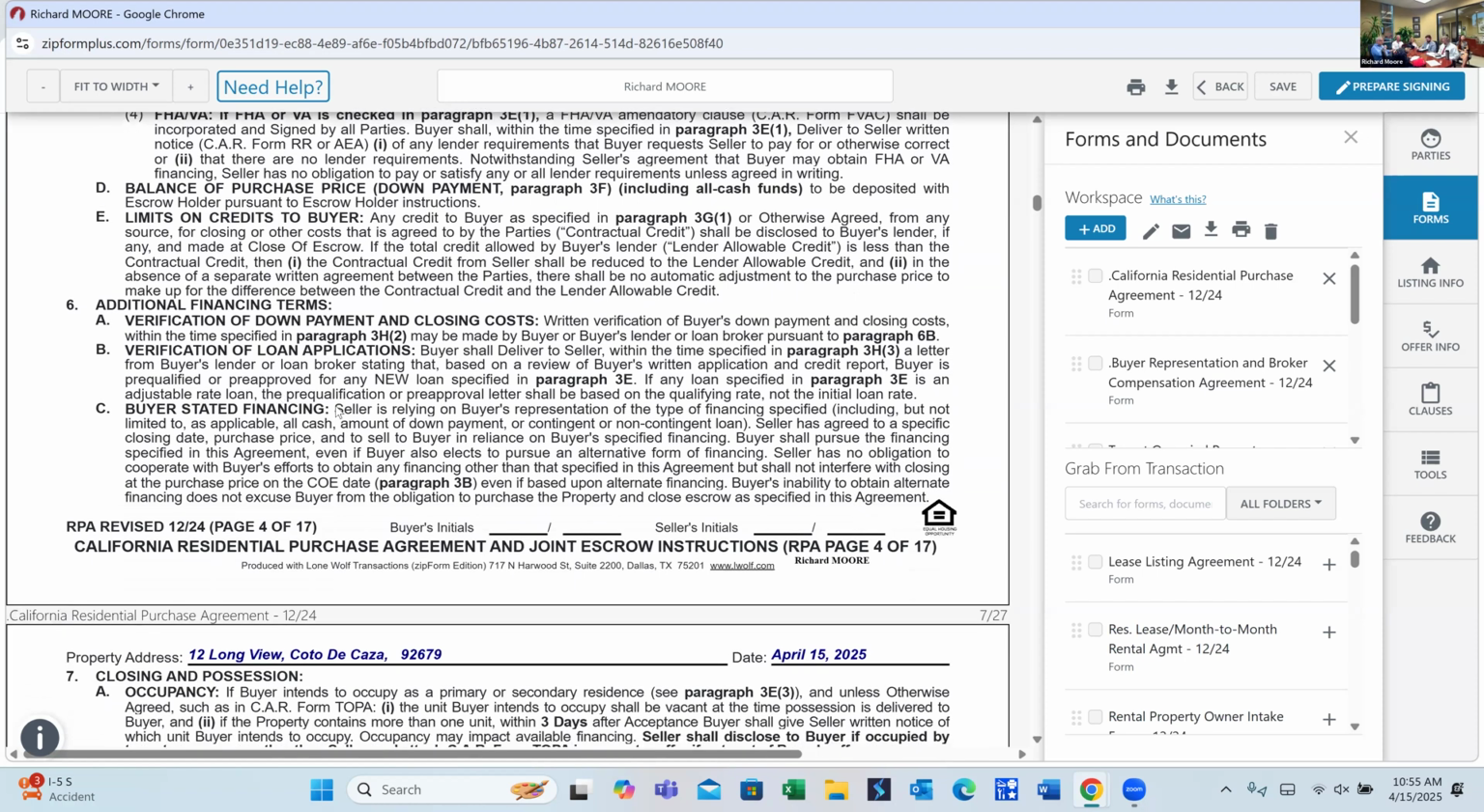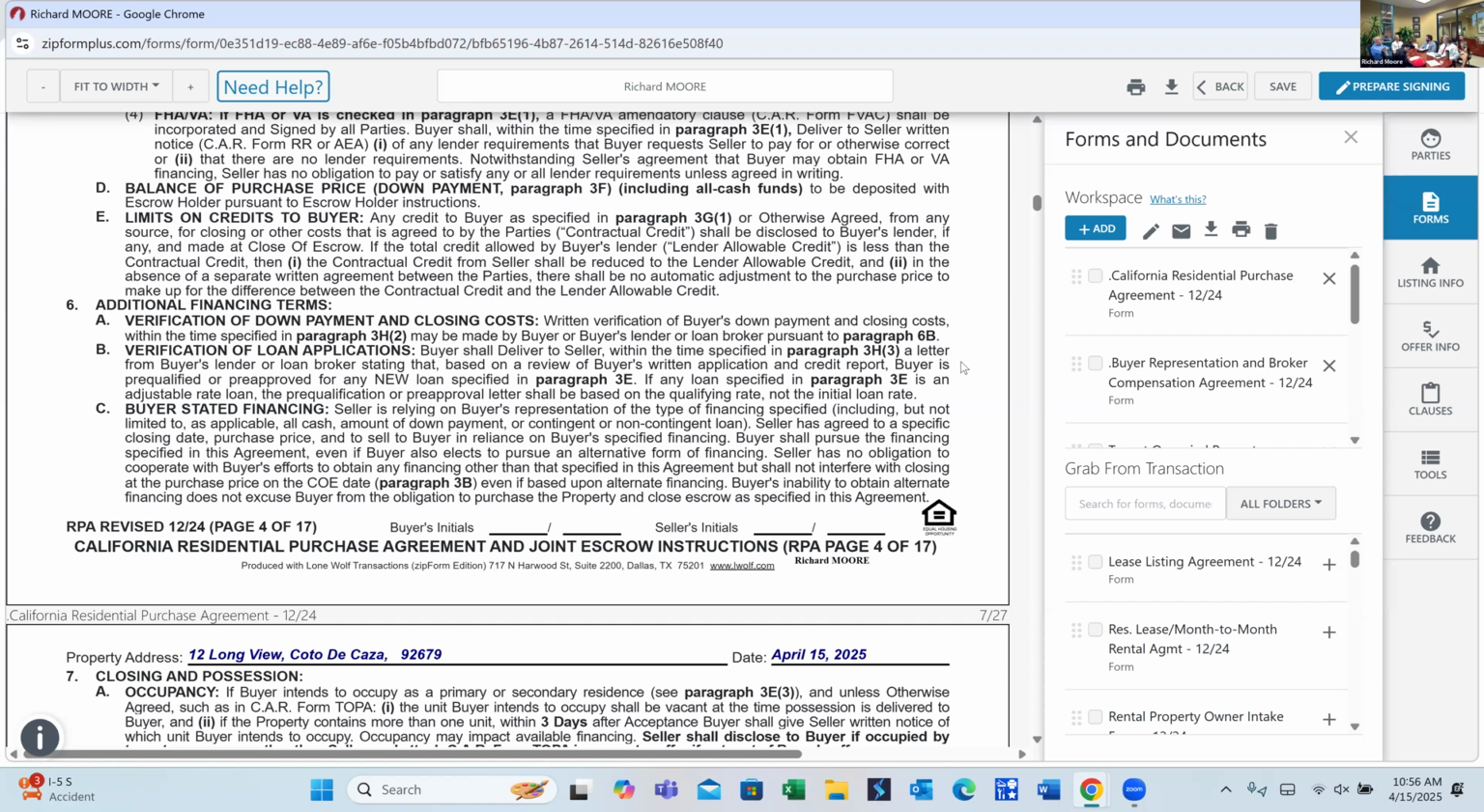Then also, under section 6C, buyer stated financing. So 6 is additional financing terms, 6C, buyer stated financing. Cash is considered or defined as a form of financing here. So what we see often, people will say, oh, I'm going to pay all cash, and you check the box, all cash. And then everybody finds out suddenly that the buyer's actually going to get a loan, maybe a hard money loan.